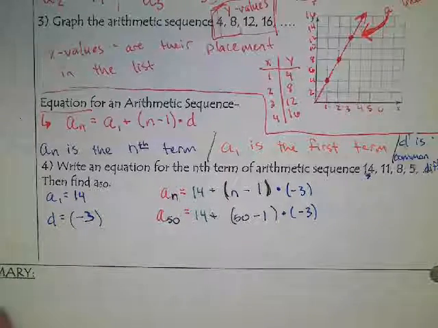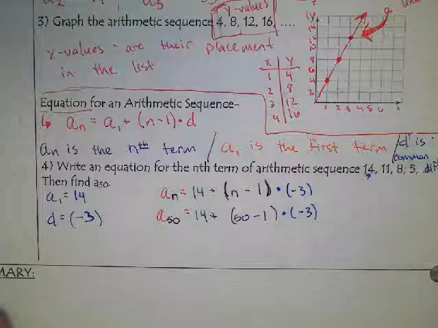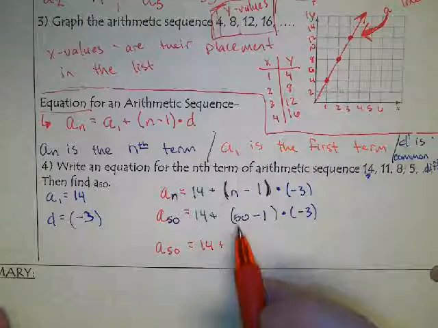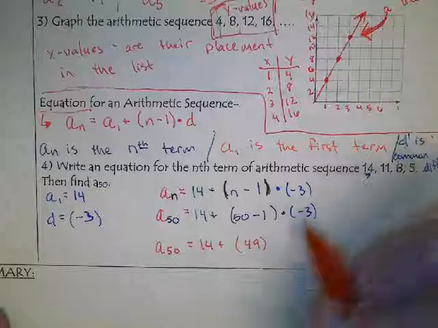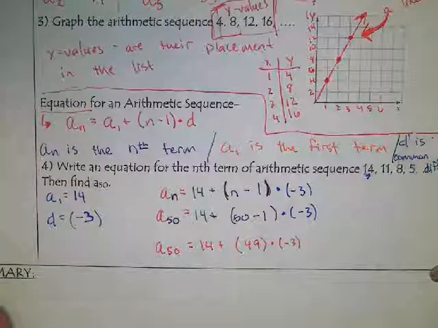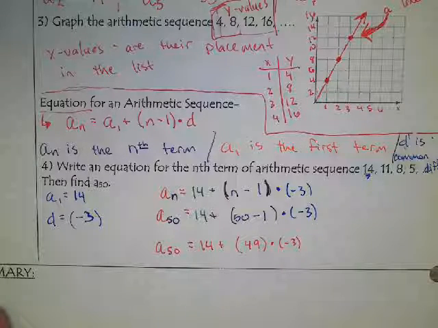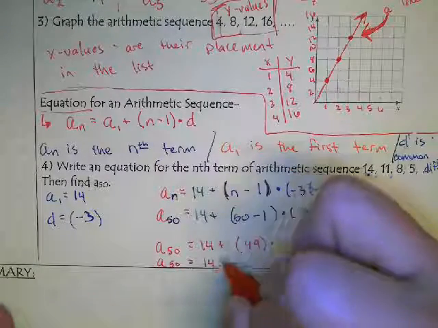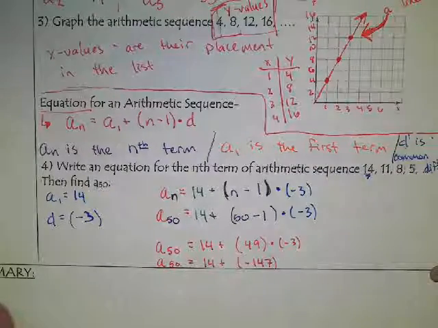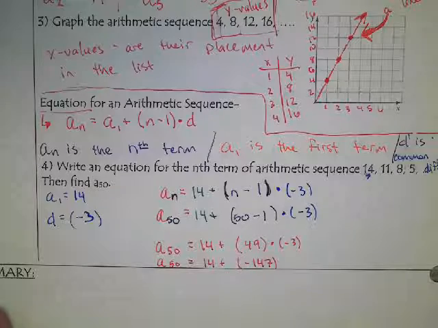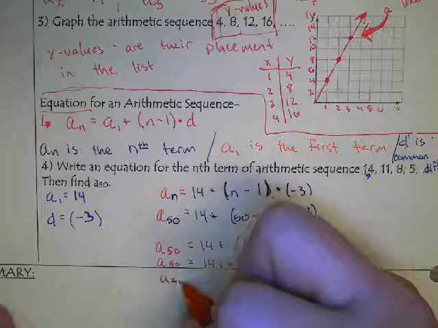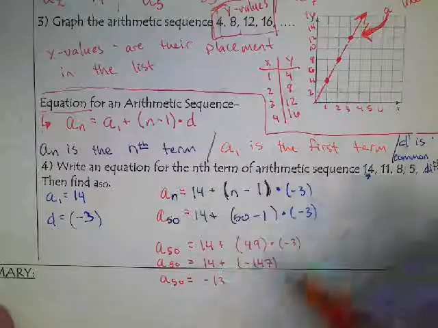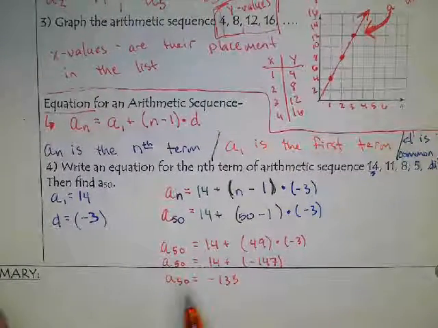Now we simplify this, and this is just order of operations. So I'll say that my 50th term, a sub 50, is equal to 14 plus 50 minus 1 is 49 times negative 3. We multiply 49 times negative 3, and we'll get negative 147. Then we combine these two, and we'll find that a sub 50 is equal to negative 133. So that's how we can find the 50th term.